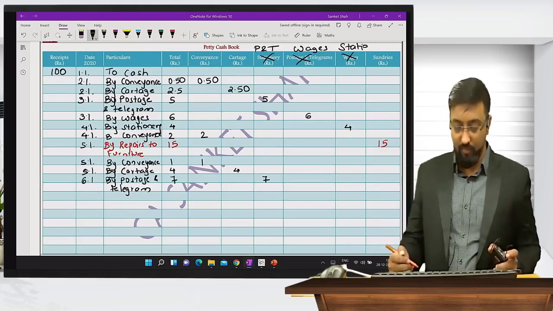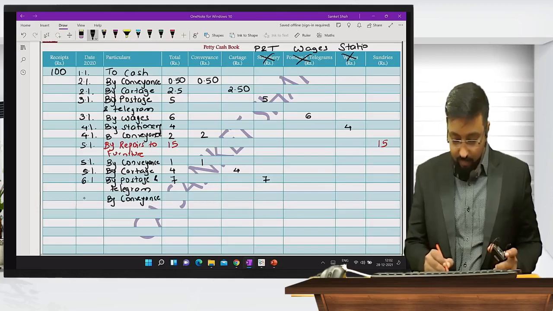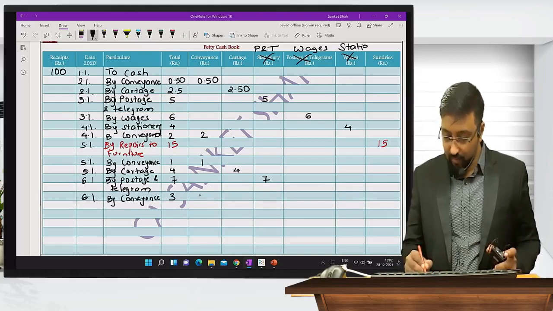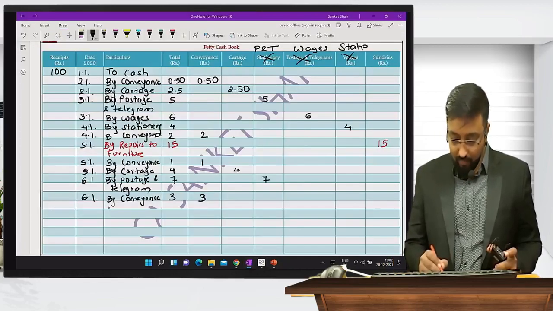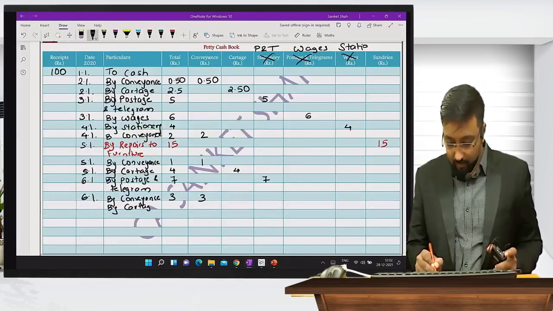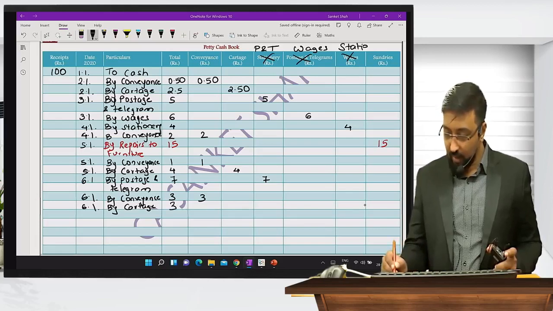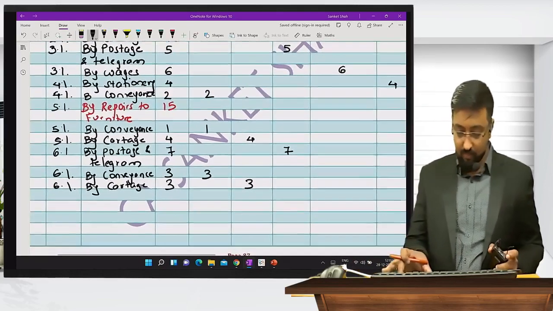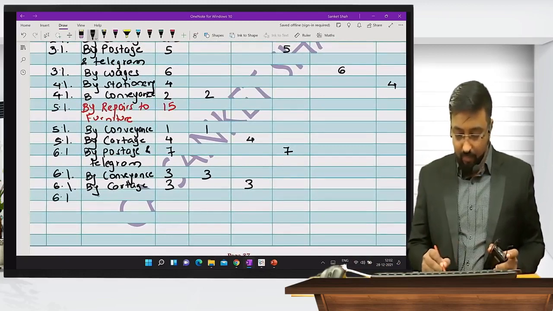Next, by conveyance. Date, 6 Jan. Amount 3, conveyance 3. Tonga, over. Next date, 6 Jan only cartage. How much? 3. And in cartage 3. Next, same date, by stationery.